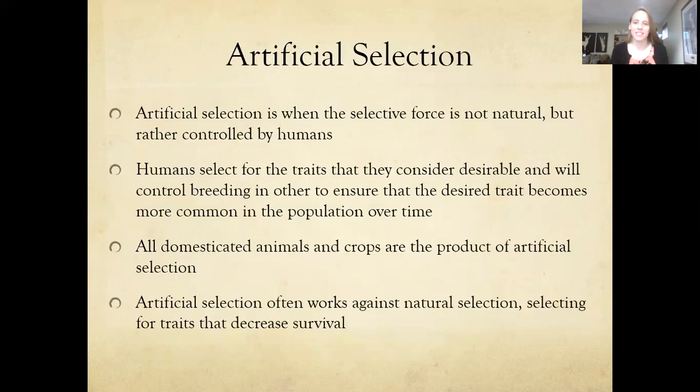Artificial selection is essentially when the selective force is not natural, but it's controlled by humans. So humans select for whatever traits we find desirable. They might not always be the traits that are in the best interest of that organism, but they're the ones we like. All domesticated animals and crops are the byproduct essentially of artificial selection. And yeah, it does often work against natural selection.